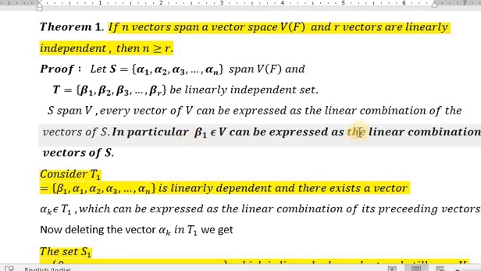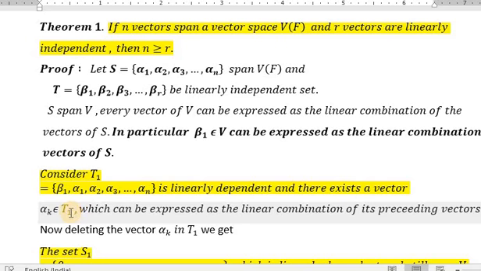Then it can be expressed as a linear combination of vectors of S. Since beta 1 belongs to V, it can also be expressed as a linear combination of vectors of S because S spans V. Then consider the set T1 equal to beta 1, alpha 1, alpha 2, alpha 3, and so on, alpha n, which is linearly dependent, and there exists a vector alpha k belongs to T1.